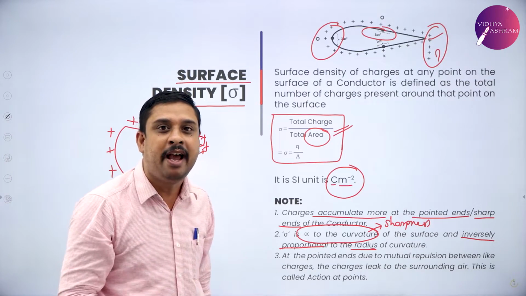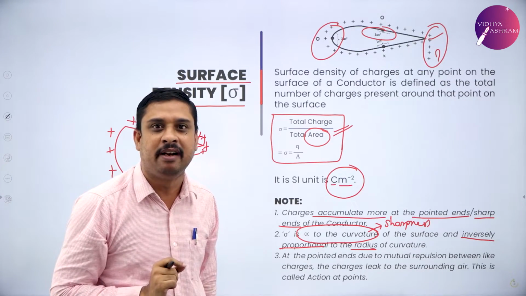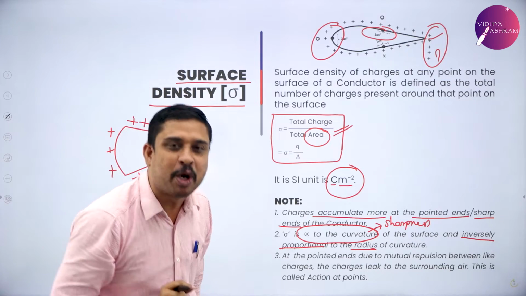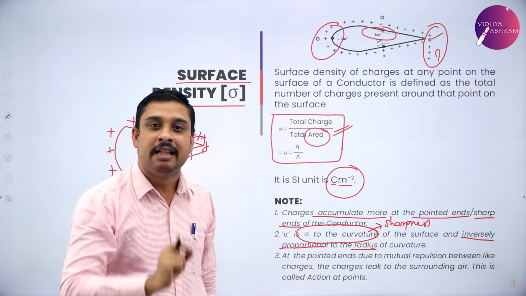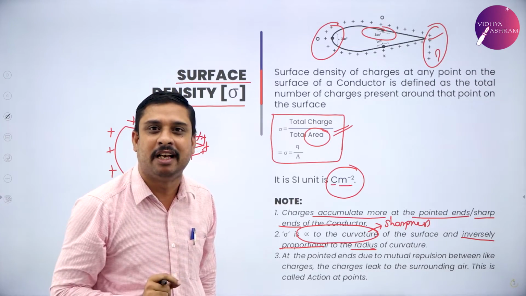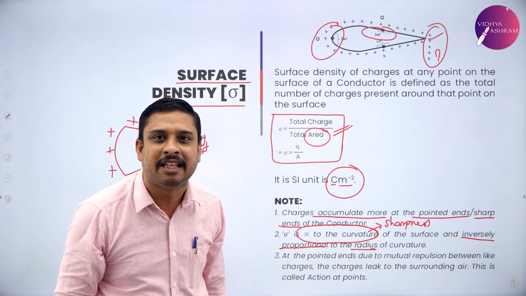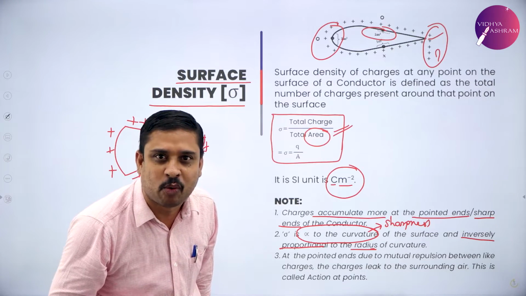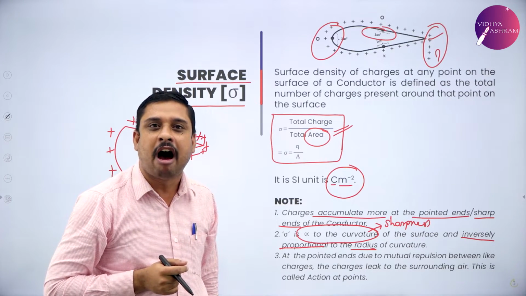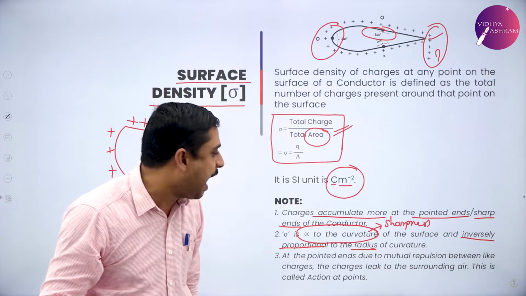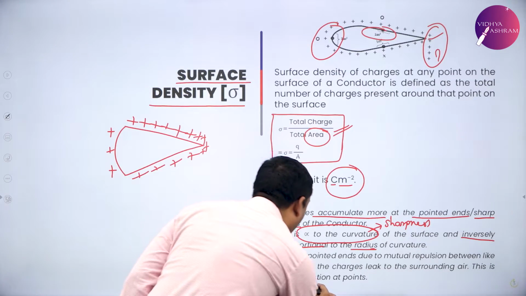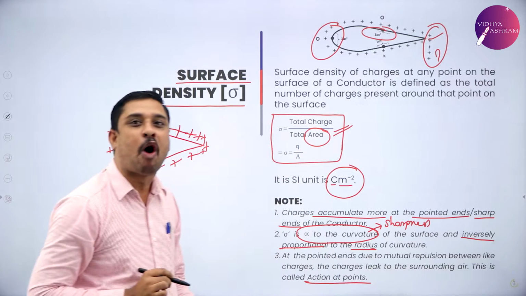Why does leakage happen? It is a sharp end. There are more number of charges. They are like charges, repelling each other, pushing each other. So what is the consequence? They will start leaking to the surrounding air. And that is what we call action at points.